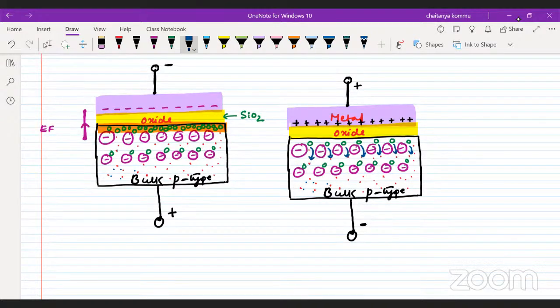Okay, therefore the electric field is from top to bottom, right? Here the electric field is in this direction. Here the electric field is in this direction. So therefore what will happen?